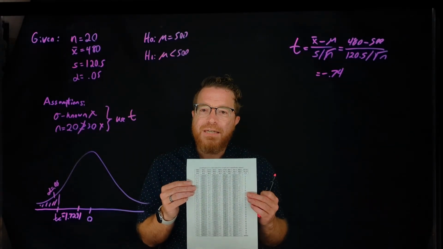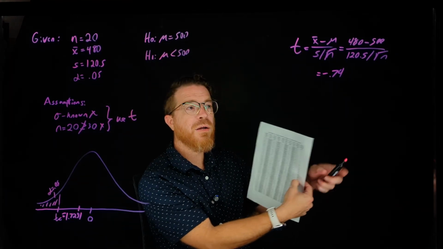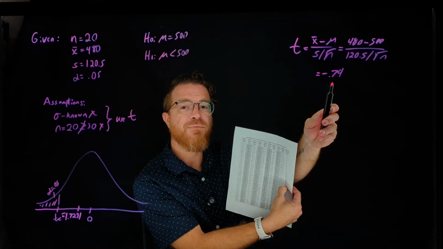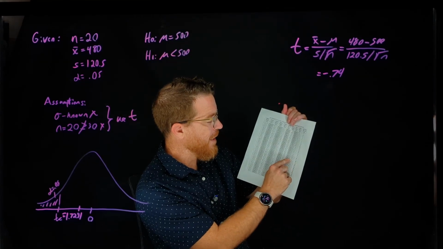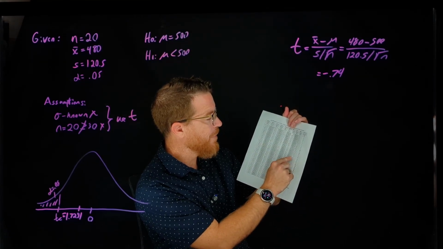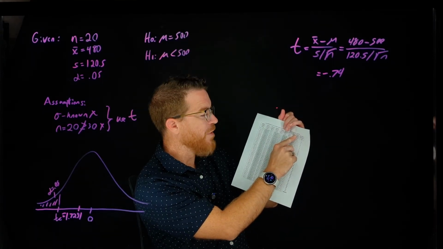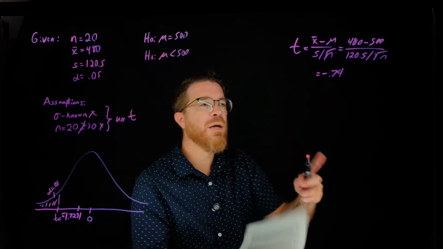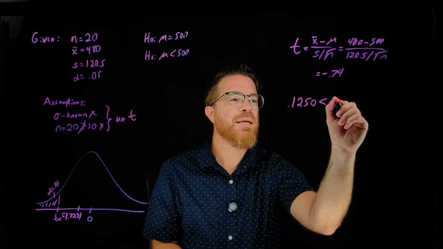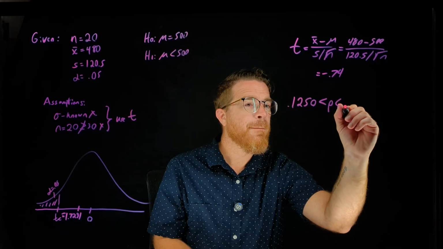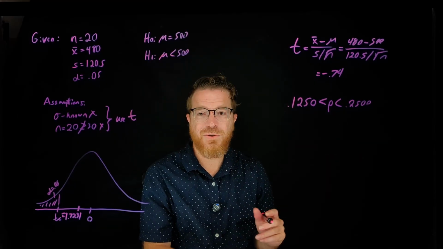So now we're going to go to our t-table. We're going to go to our degrees of freedom, 19, and we're going to find where the absolute value of this value, so this is negative 0.74, we're going to find where positive 0.74 falls. So 0.74 is going to fall right in this first interval. And then I'm going to go up to the top row, which is for one tail, and I get 0.2500 and 0.1250. So again, I'm going to flip those. I get 0.1250 is less than p is less than 0.2500. So it's between 0.125 and 0.25.